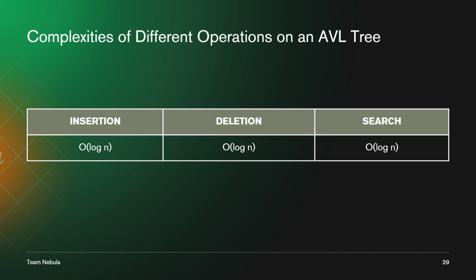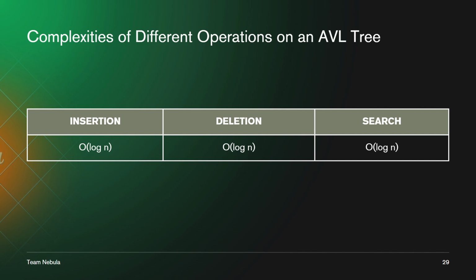So, let's talk about the complexities of different operations on an AVL tree. Insertion. When you insert a new node into an AVL tree, it takes big O of log n time. This means that the time it takes to insert a new node grows logarithmically with the number of nodes in the tree. This is because AVL trees are self-balancing and the tree structure is adjusted to maintain balance during insertion.